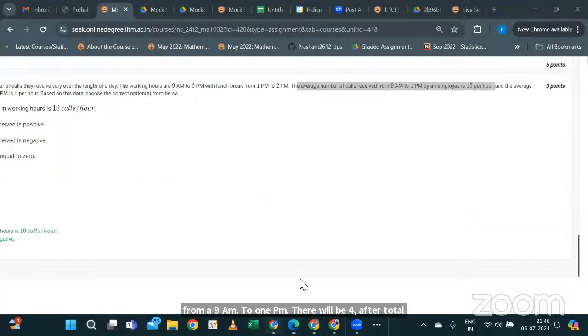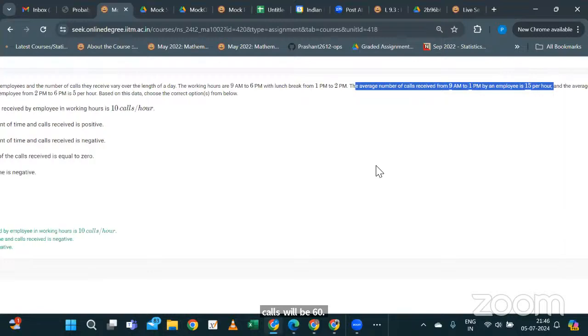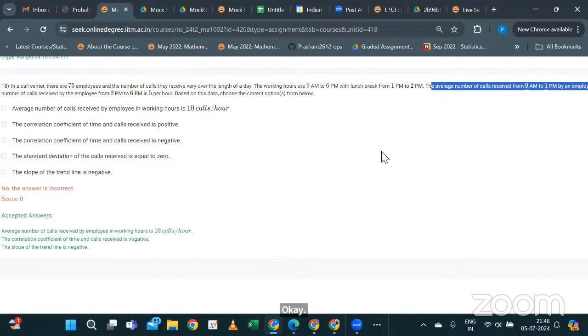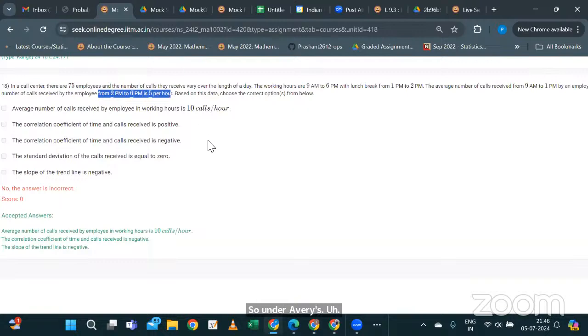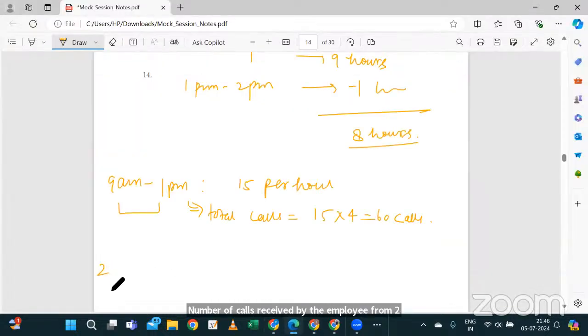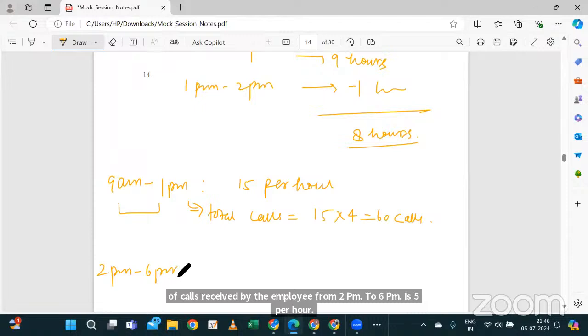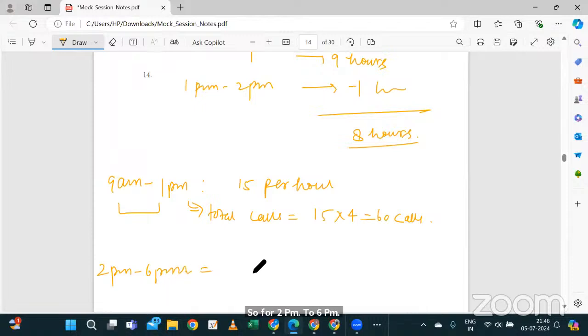Okay. Now, the average number of calls received by the employee from 2 p.m. to 6 p.m. is 5 per hour. So for 2 p.m. to 6 p.m., 5 per hour, it will be 5 into 4. That means 20 calls. Fine.